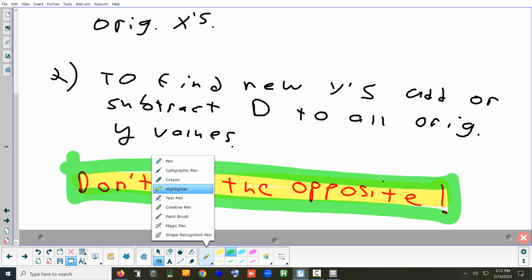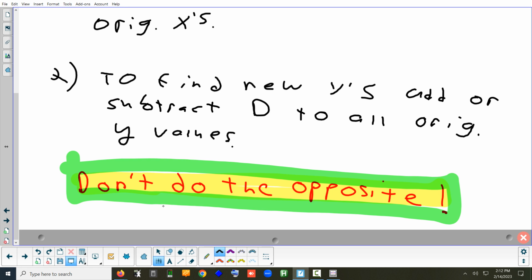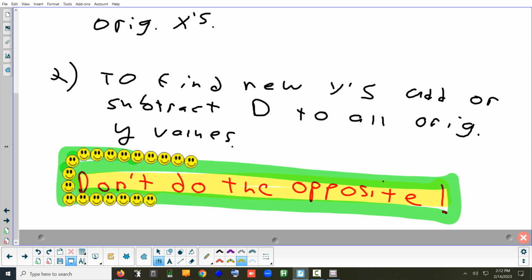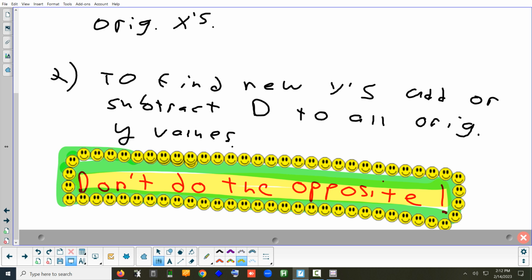I don't see anything else though. They used to have a pen where you could put a happy face. I guess they got rid of it. There we go. Don't do the opposite.